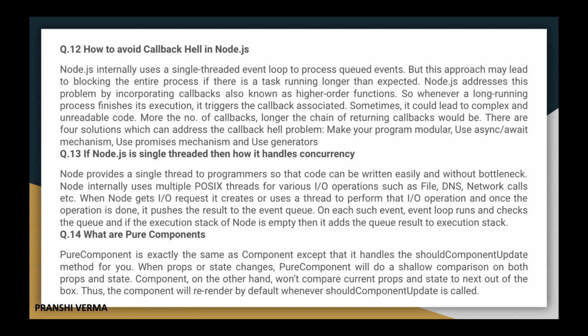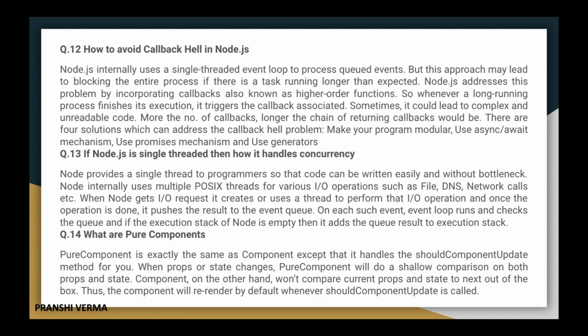When a request comes in, Node.js registers a callback function and continues processing other requests. When the I/O operation is complete, the callback function is executed. This mechanism allows Node.js to handle multiple requests concurrently.